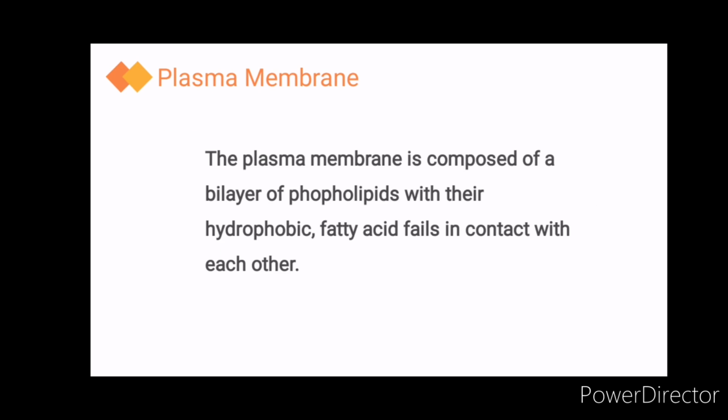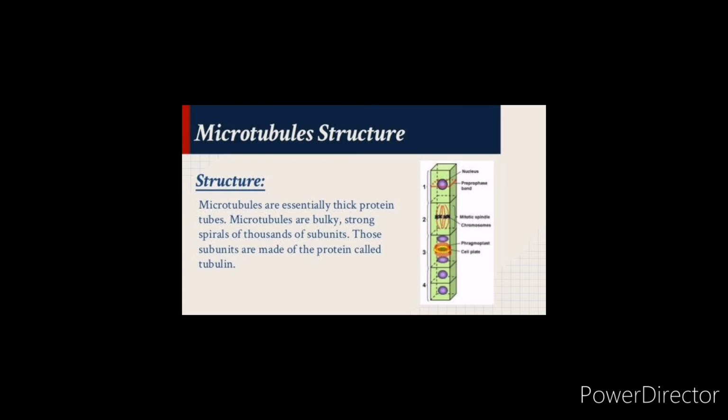Sixth, the plasma membrane. The plasma membrane is composed of a bilayer of phospholipids with their hydrophobic fatty acid tails in contact with each other. Seventh, the microtubules. Microtubules are essentially thick protein tubes. Microtubules are bulky, strong spirals of thousands of subunits. Those subunits are made up of a protein called tubulin.